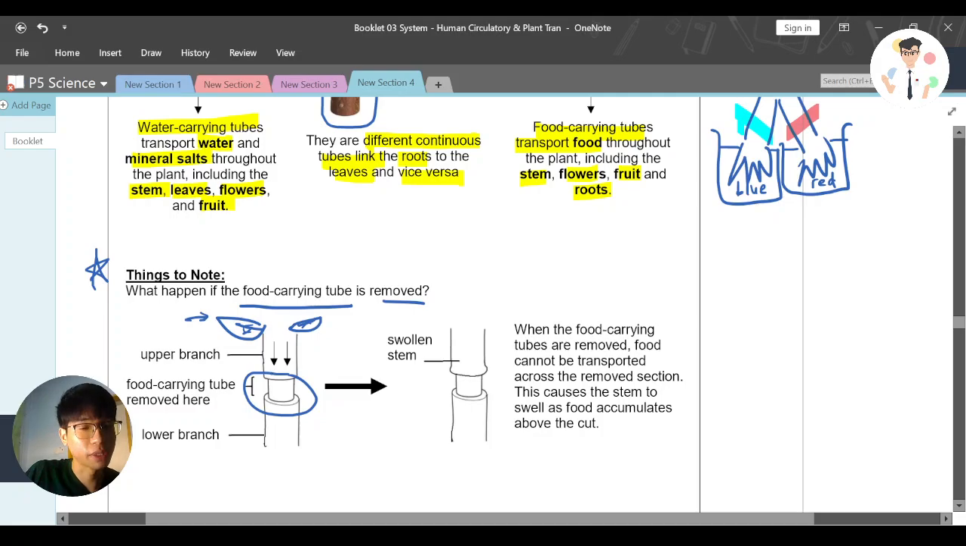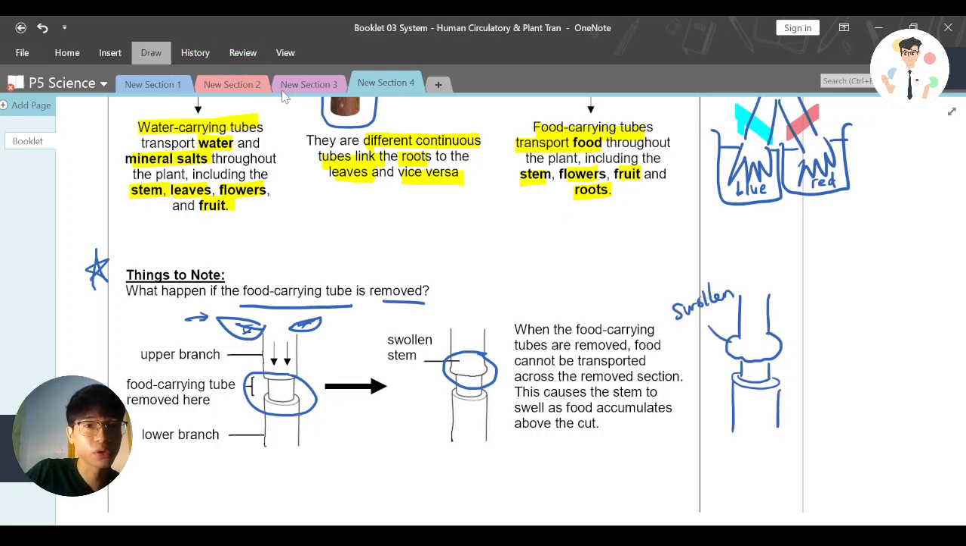That creates a problem here. Why? Because if food cannot reach down there, they don't have food, they will die. Okay? But before that, what happened is the food will be stuck here. Then you'll notice a swollen stem here. This is not that obvious, but over a long period of time, it might be a bit like this. It will be even swollen here.